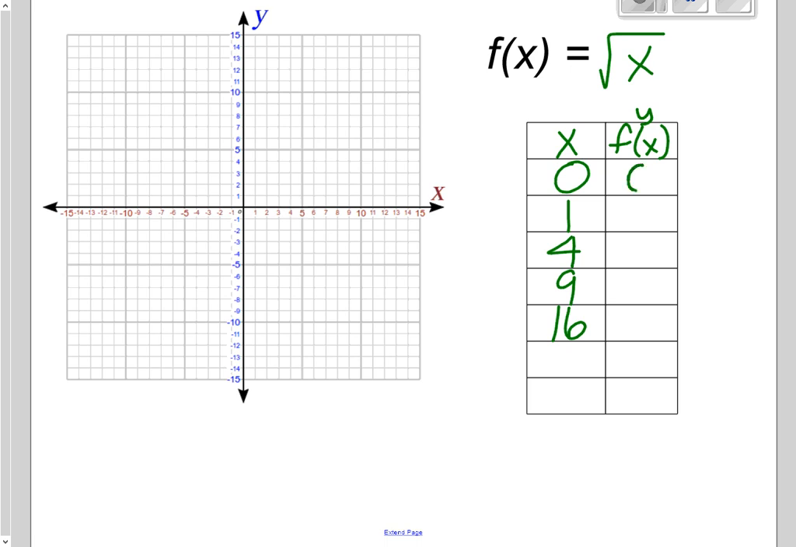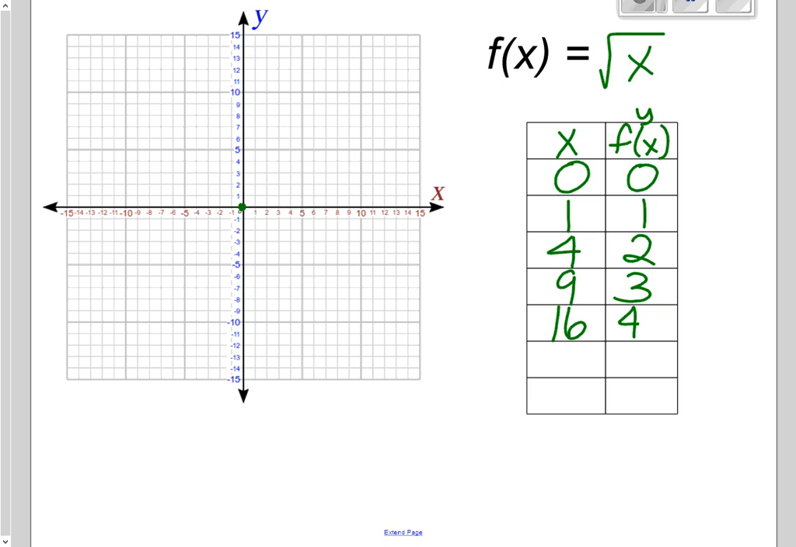The square root of 0 is 0. The square root of 1 is 1. The square root of 4 is 2. Square root of 9 is 3. Square root of 16 is 4. Okay, so you can see now that by picking these x values, it allows me to find the square root with a nice number. Okay, so let's plot these points.